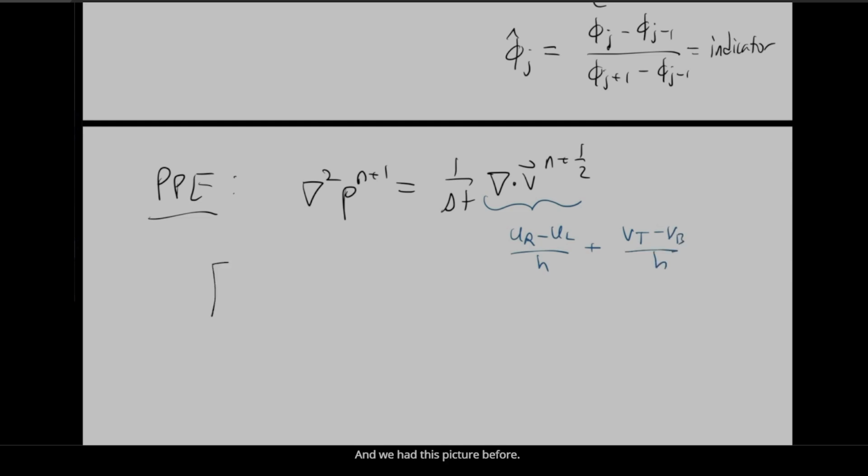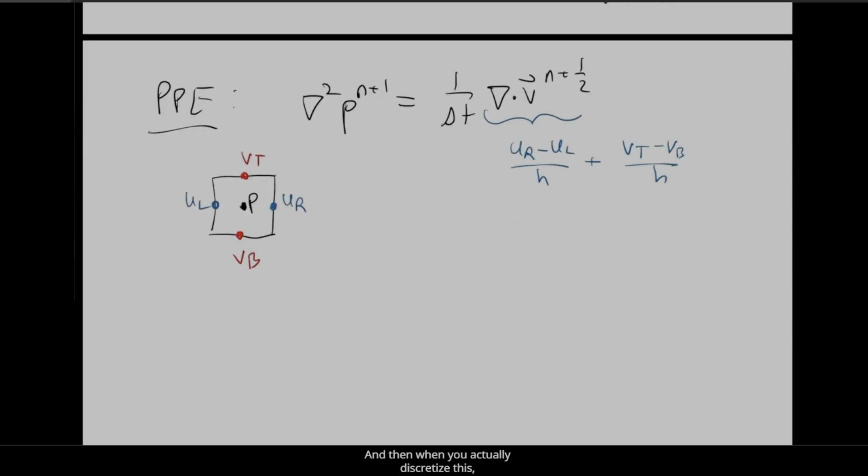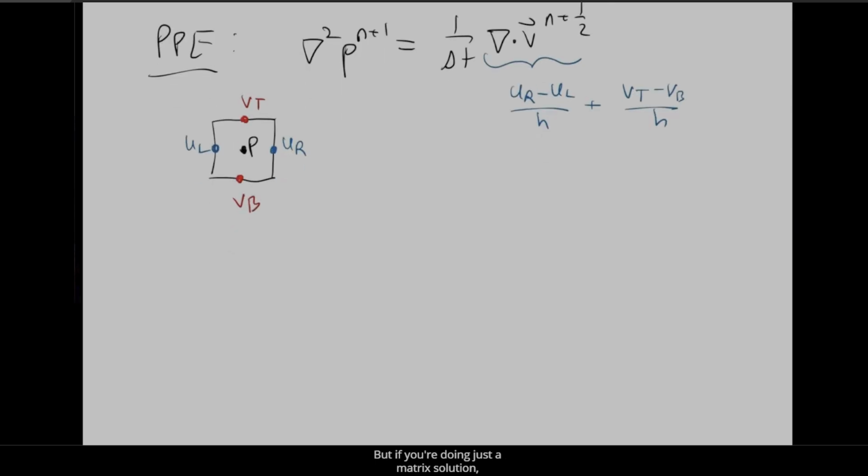And we had this picture before. We have some cell. Then my U's are right here, so that's my UR, UL, and my V's are over here, so V top, V bottom, and my pressure is right here. That's my P. Okay, and then when you actually discretize this, if you're doing something complicated like multigrid, then you have to do a little bit more work. But if you're doing just a matrix solution, then you have the nearest neighbors that you're going to be using.